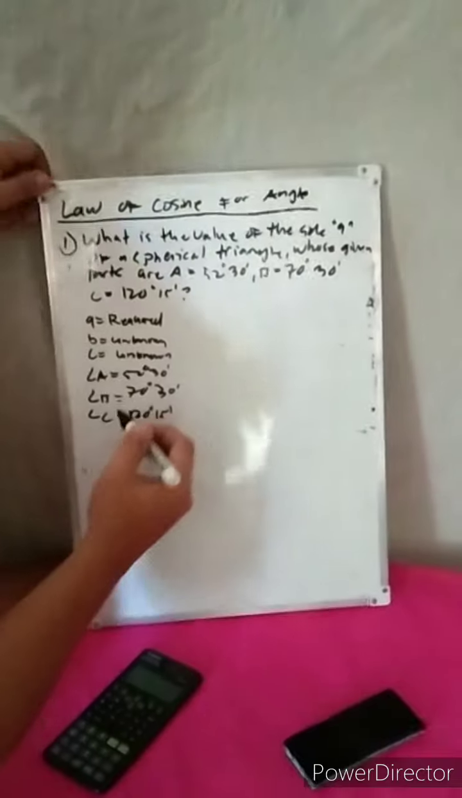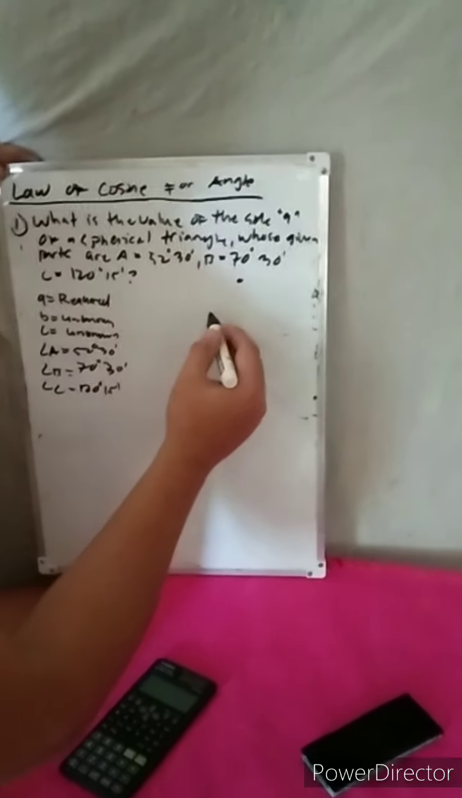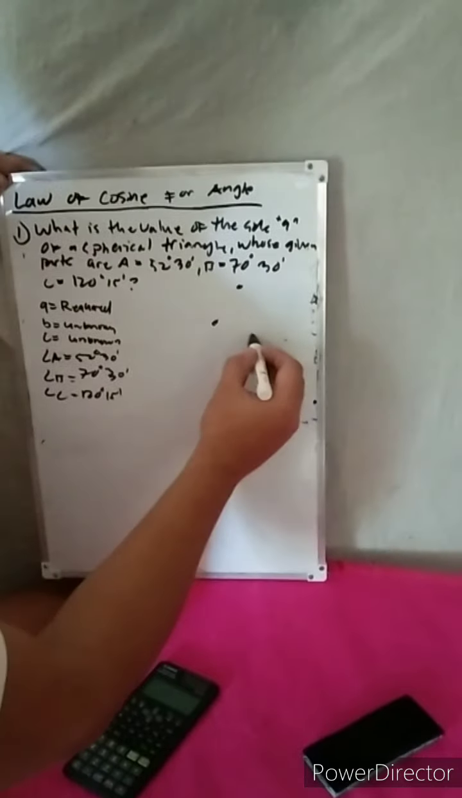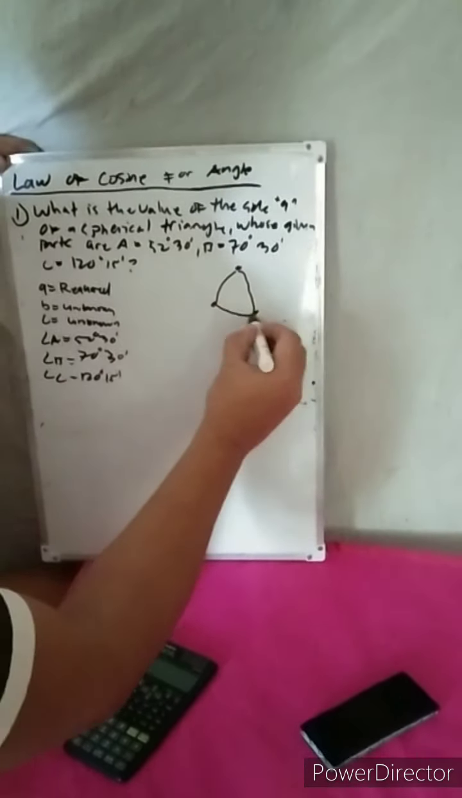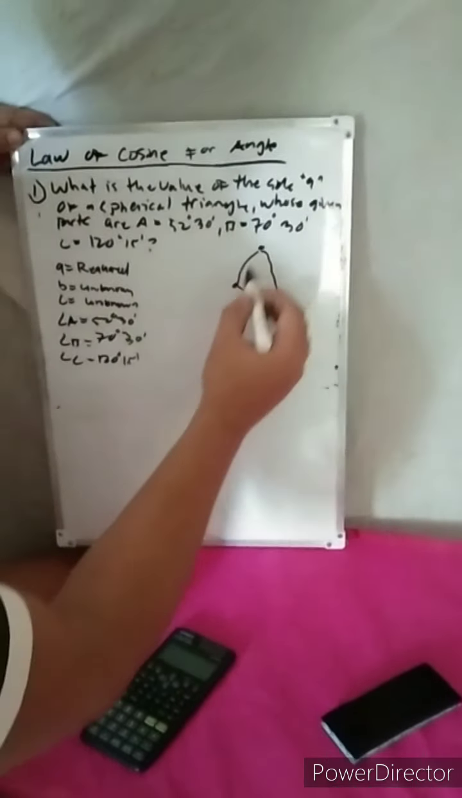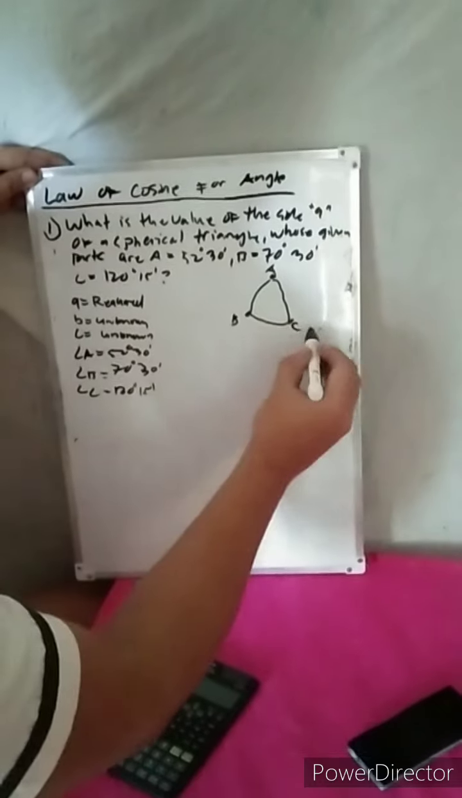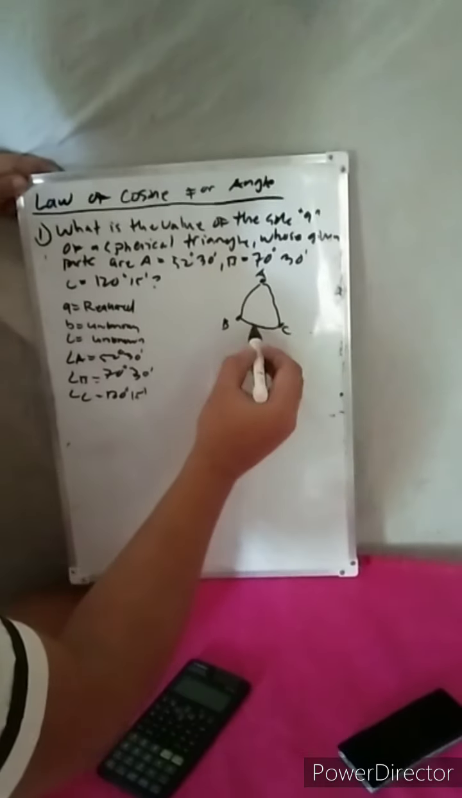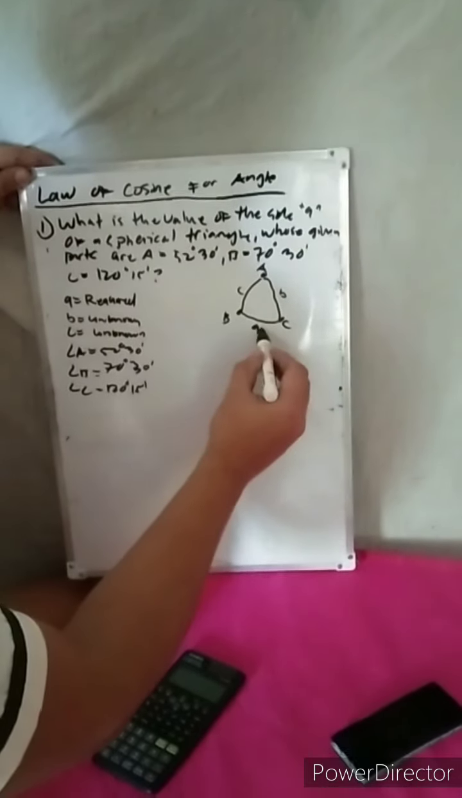So let's first draw the spherical triangle. This is our spherical triangle, a bit crooked. This is angle A, angle B, and angle C. So side A, side C, and side B. Side A is required.